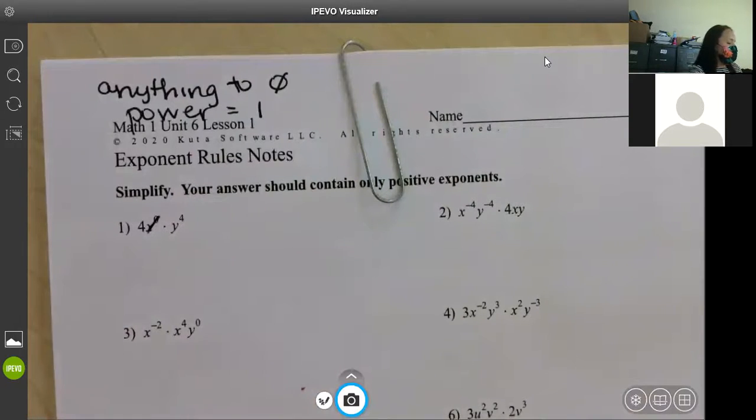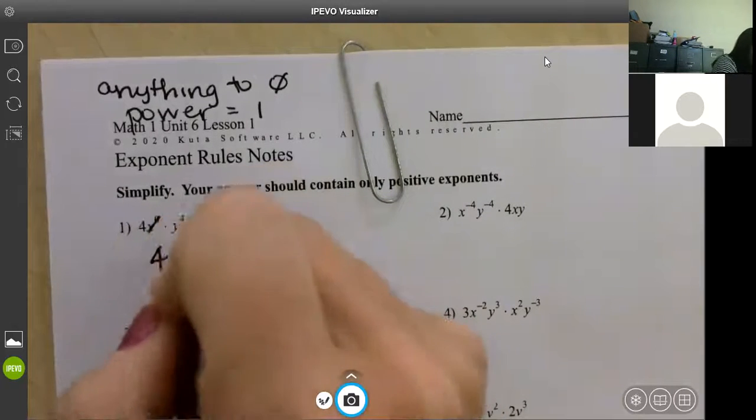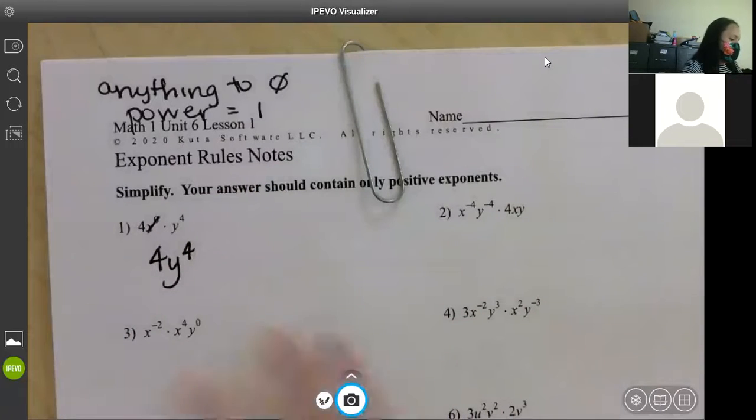And then you just put it together. What is 4 times y to the 4th? You've already done these, this is not new stuff. Guys, just squish it together. What is the answer? 4x, y to the 4th. What did we do to the x? We marked it out, right? 4y to the 4th.